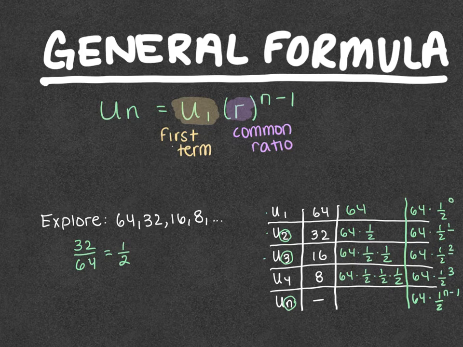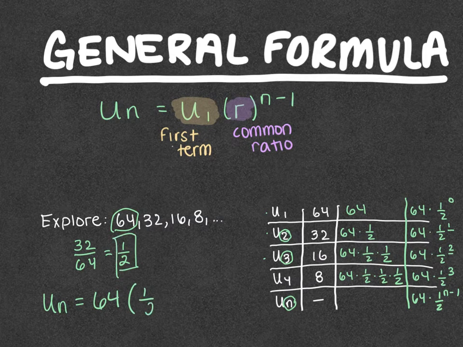And if we go back to this equation and use the equation, it will look exactly the same. So u sub n should be the first term, which is 64, times the common ratio, which is 1/2, to the n minus 1, which is exactly what we got in our table.